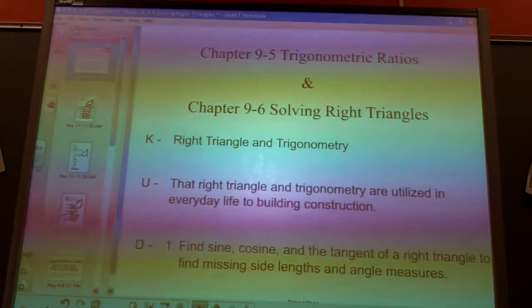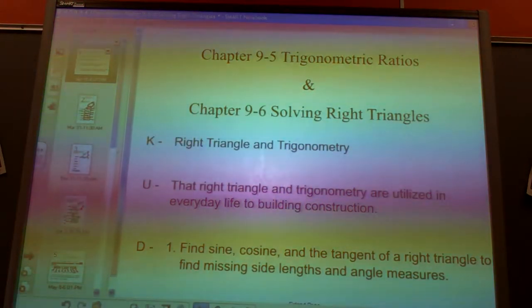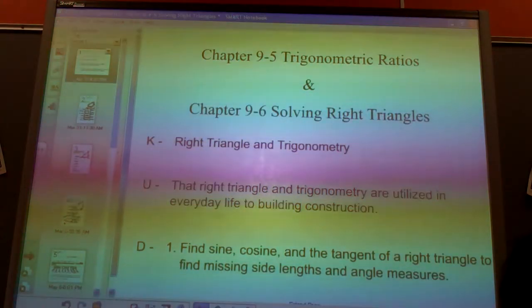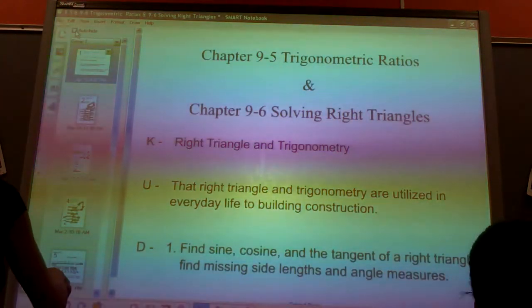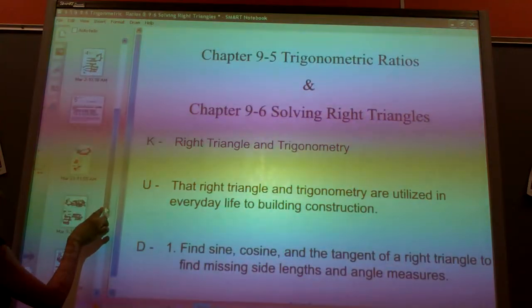This is chapters 9-5 and 9-6 combined together, part 3. Please copy your cards so we can finish this lesson.